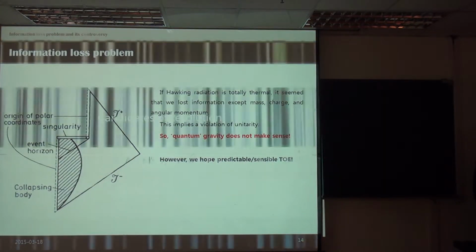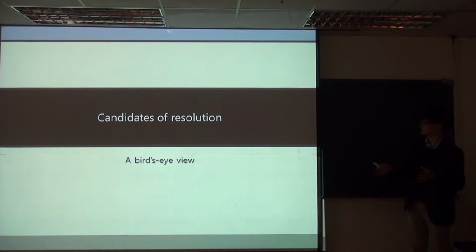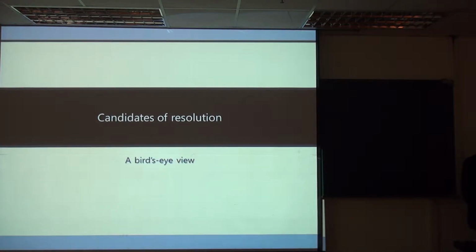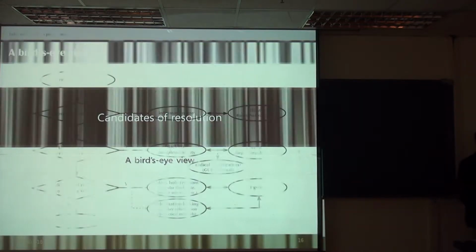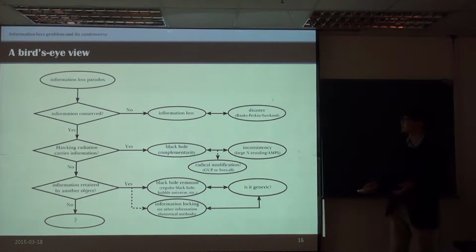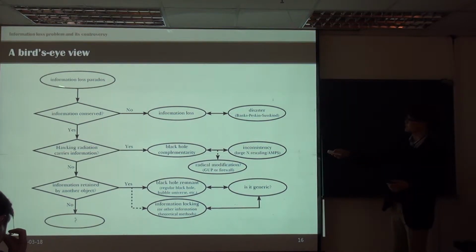So, if time permits, let me very briefly show the candidates of resolutions as a bird's eye view. If time is not available, then maybe I have to stop up to these candidates of resolutions. So this is a bird's eye view. I drew it as a flow chart, but let's briefly go step by step. First, the input is the information with parameters.